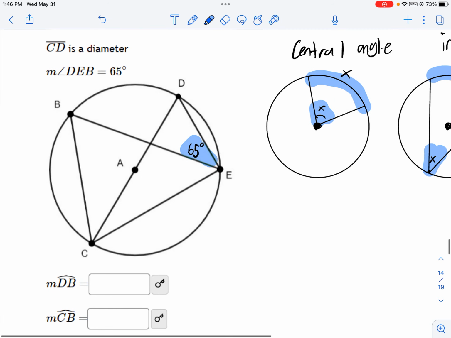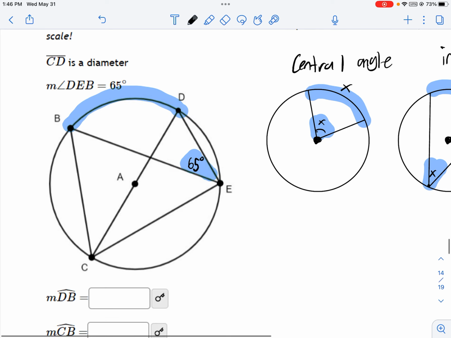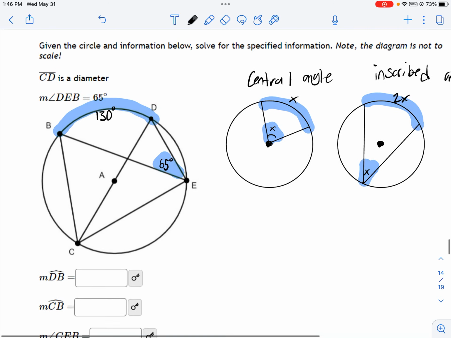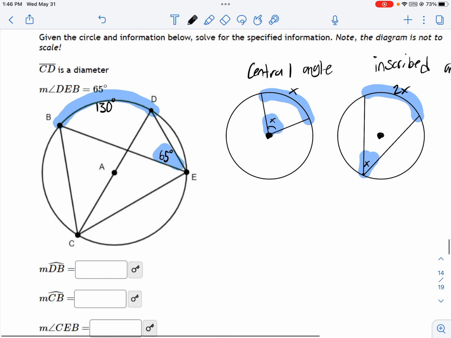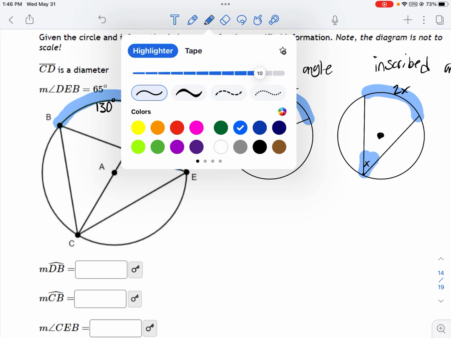As we're looking at this one, if we were to continue extending the two lines that form the angle, we'd end up with this arc right here. Point E is a point on the circle, so that's an inscribed angle. If we take 65 and double that, we'll end up with the measure of the arc, which is 130 degrees. Then from there, what can we do with that? Well, we've used our 65. Let's see if we can do anything with CD being a diameter.